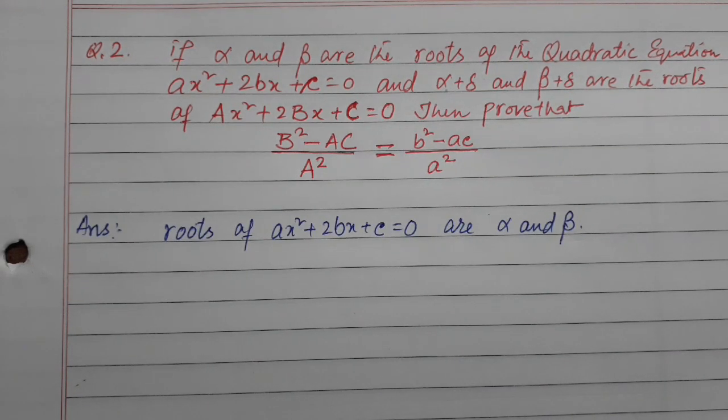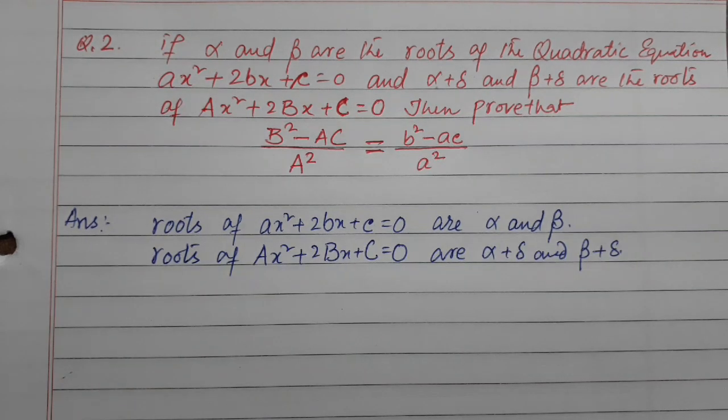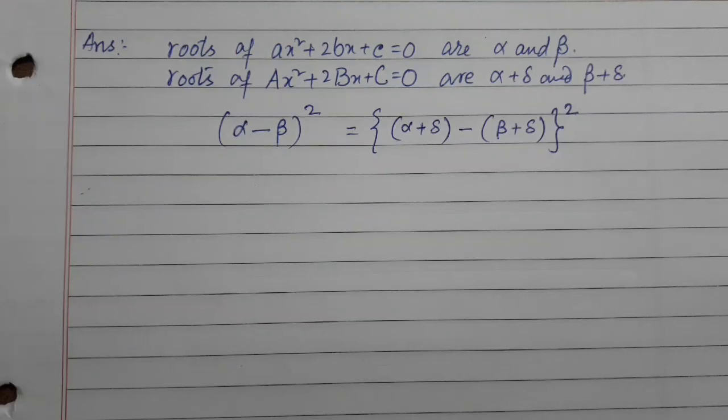So we can see that the roots of the first equation are alpha and beta, and for the second equation the roots are alpha plus delta and beta plus delta. So one thing we can say from this, that the difference of the roots for both the equations are same. So therefore we can write the square of the differences of the roots as same, that is alpha minus beta whole square equals to alpha plus delta minus beta plus delta whole square.